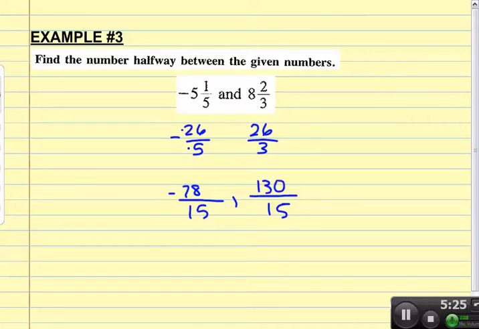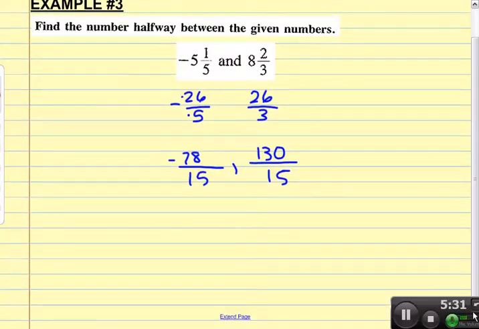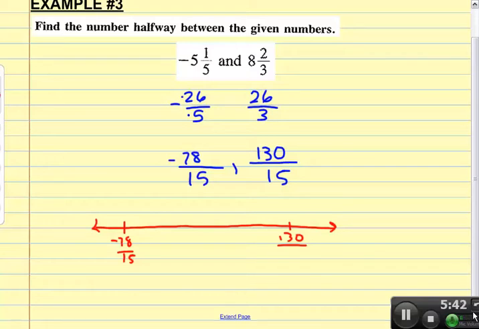Now, they want us to find the number that's halfway between these two. I'm just going to draw a number line here to give you an idea of what we're talking about. Got this number, negative 78 over 15. You got this number, 130 over 15. And they want us to tell them what is the number that's halfway between them. It's something over 15.